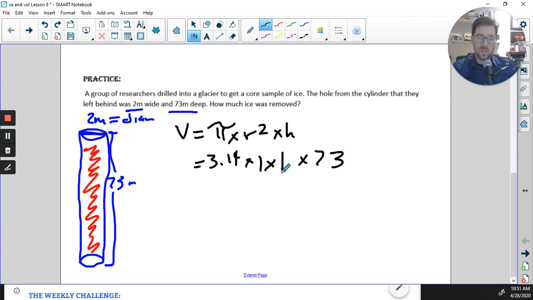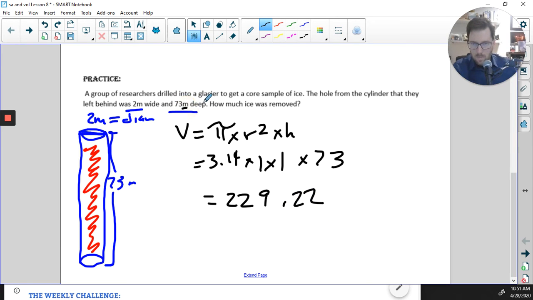73. Times 1, is that going to do anything? No, it's not really going to change anything. So we can type into our calculation devices 3.14 times 73, and that's going to give us 229.22. Now, what are we in here?